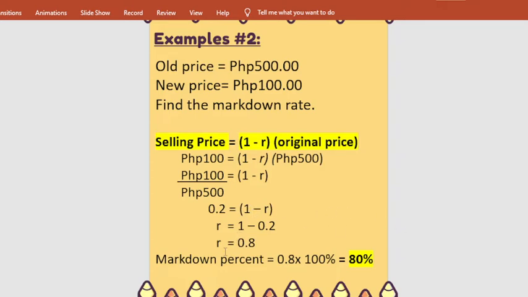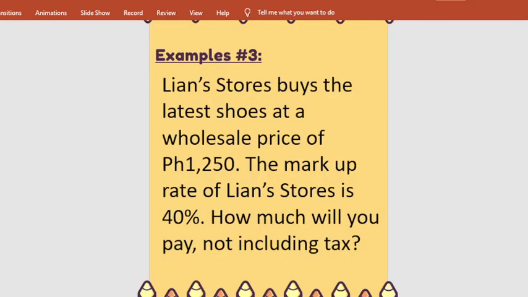Okay, then, transfer to the other side. So, pagsama natin ng puro numbers and then the other side, so letter rate is equal to 1 minus 0.2. So rate is equal to 0.8 and then multiply to 100%. So the markdown percent is 80%. Okay? Did you get the same answer? Very good.